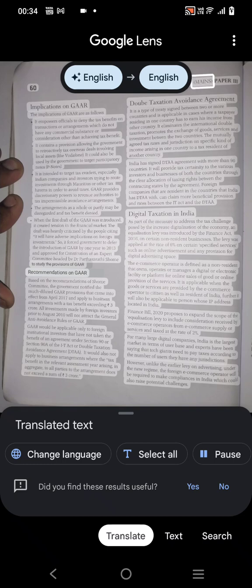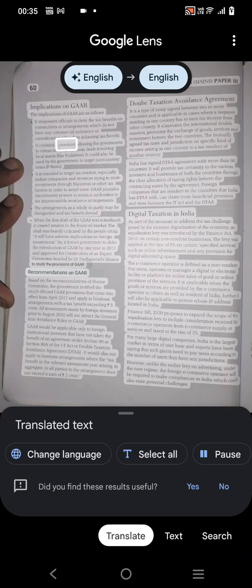General Studies, Mains, Paper 3. Implications of GAR. The implications of GAR are as follows. It empowers officials to deny the tax benefits on transactions or arrangements which do not have any commercial substance or consideration other than achieving tax benefit.